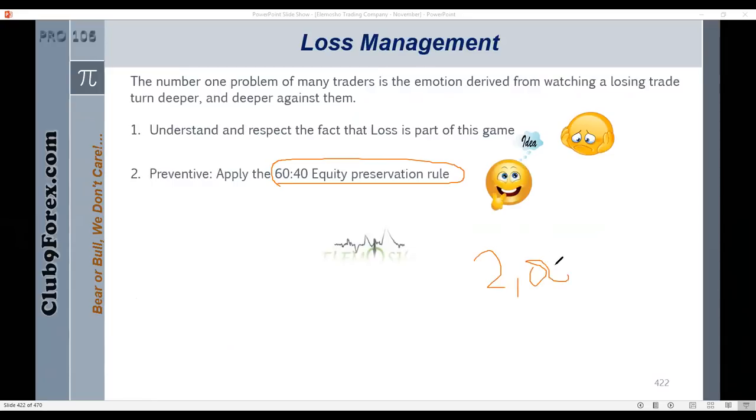if you want to be earning $200 or $250 or $300 per month, then you need to have about $2,000 trading with $2,000.